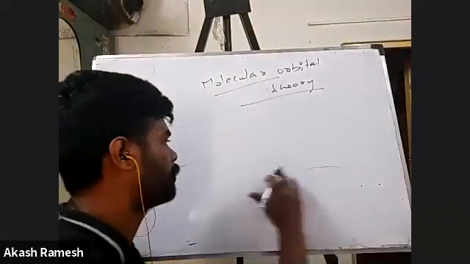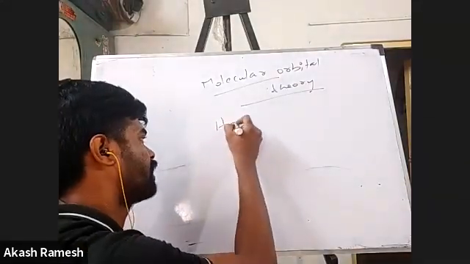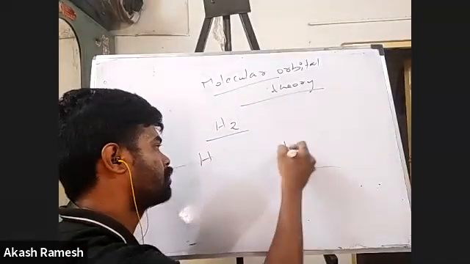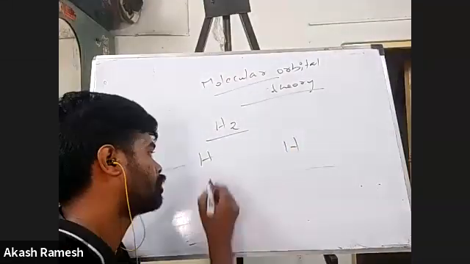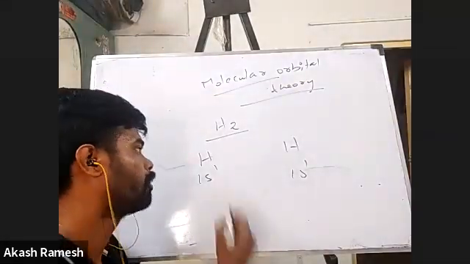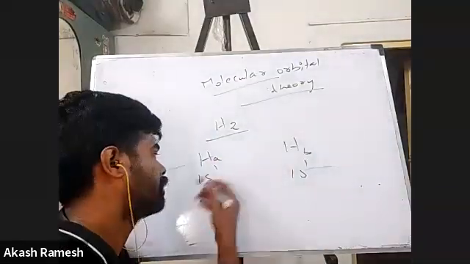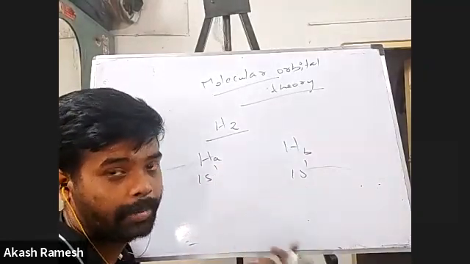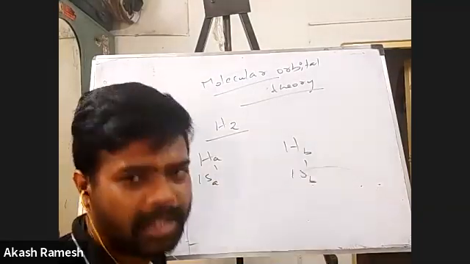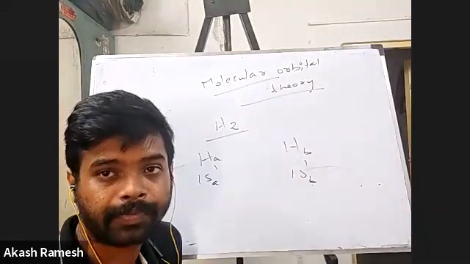Okay, so let me take an example of a very simple molecule, the H2. So I have two hydrogen atoms, both of them having 1s1. Let me call the two hydrogen atoms HA and HB, and I'll call the s orbitals of these two hydrogen atoms 1sA and 1sB, just for notation, just for differentiation, nothing else, right?